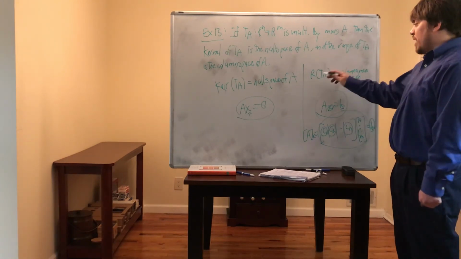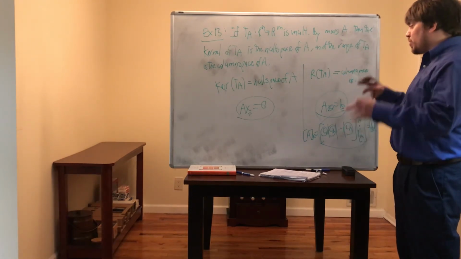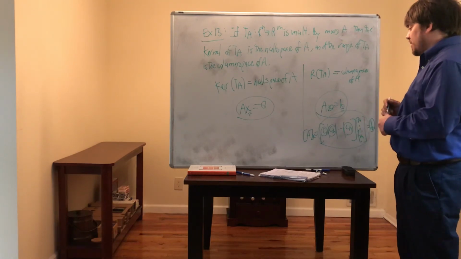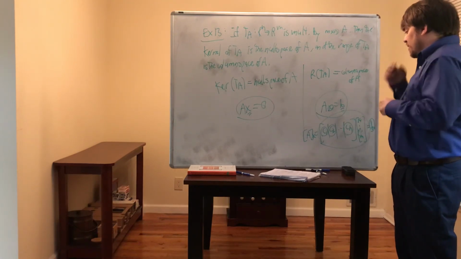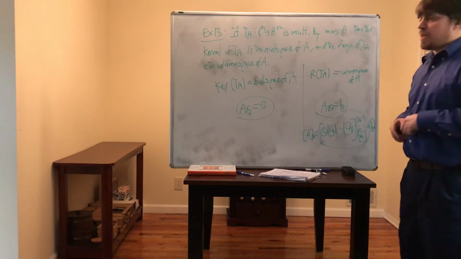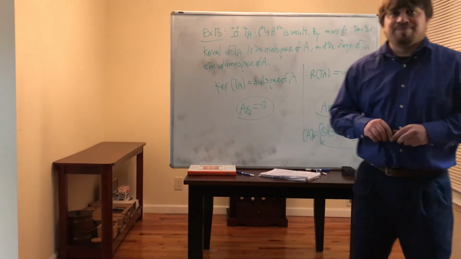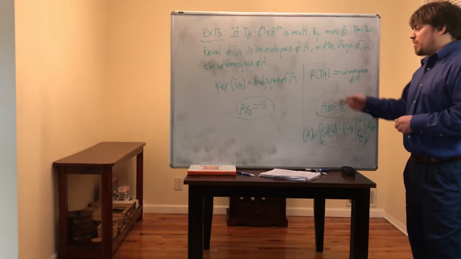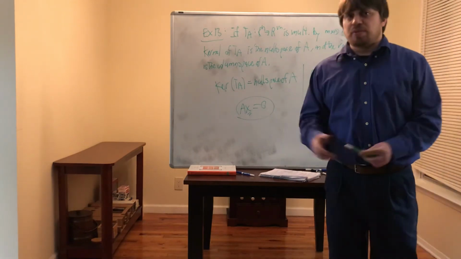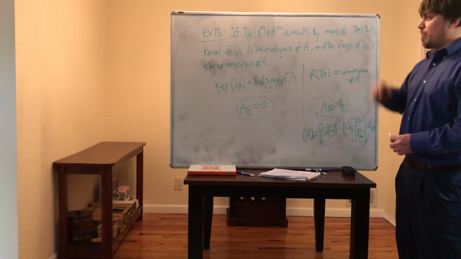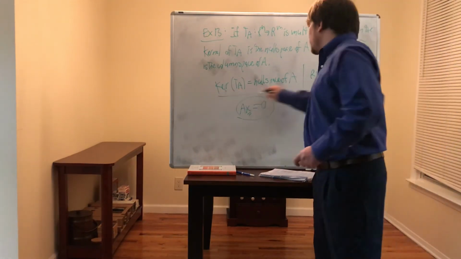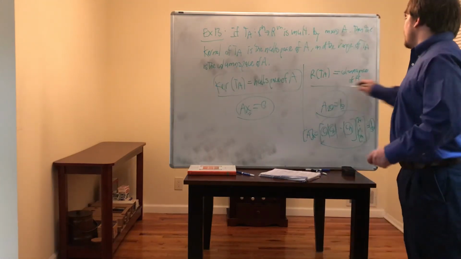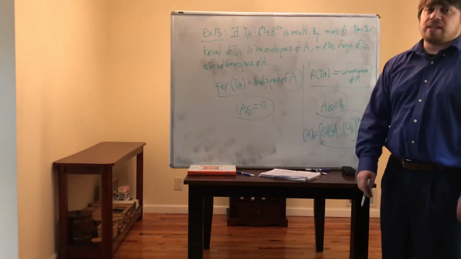And so the range of T sub A and the column space of A are both talking about the exact same set: the set of all B's such that Ax equals B has at least one solution. Since both of these things represent the same set, they're equal to each other. And so that's what example 13 concludes, that the kernel of T sub A is equal to the null space of A, and the range of T sub A is equal to the column space of A.